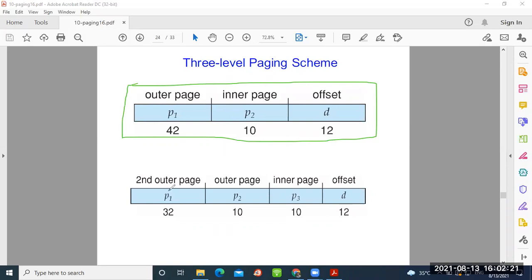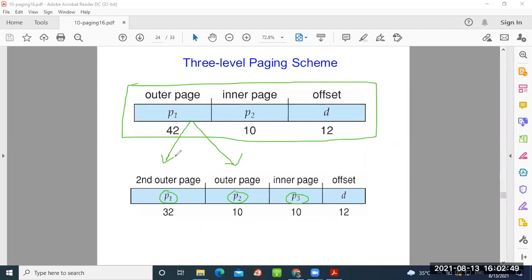How many page tables are used now? P1, P2, and P3. Three different page tables are used. This P1 is further divided into two parts. This concept can be implemented any number of times. So this is called your multi-level paging technique. You can divide this into any number of levels.